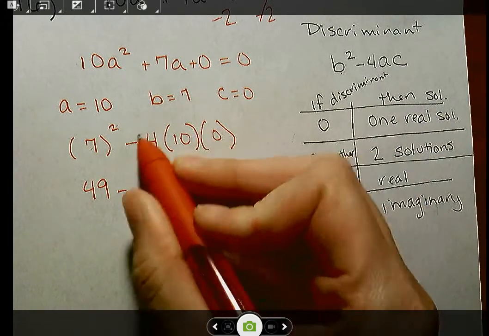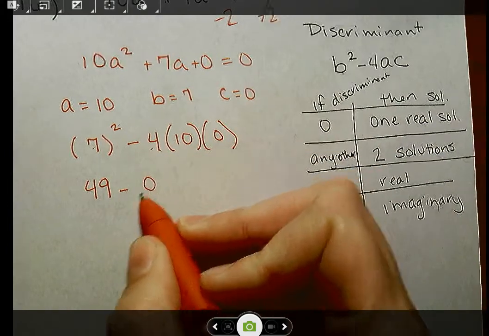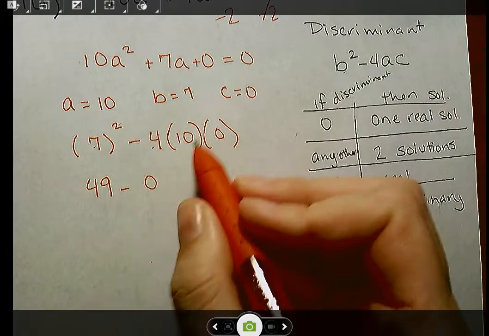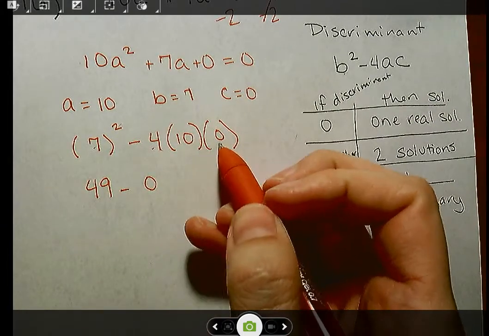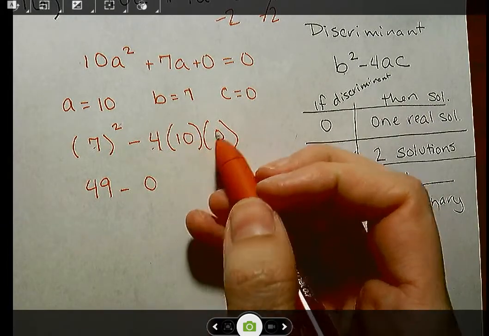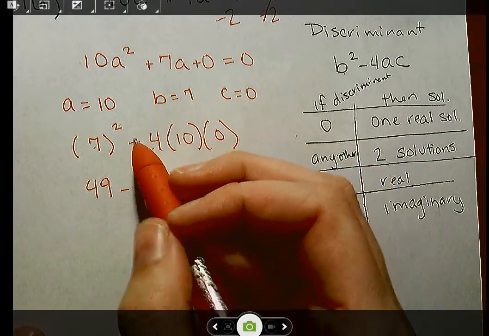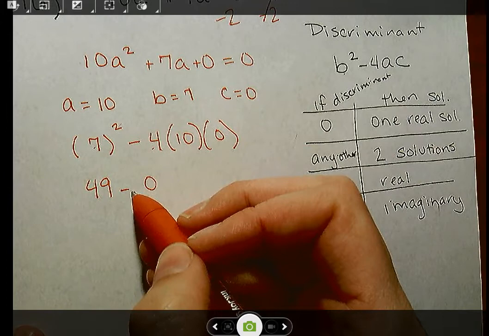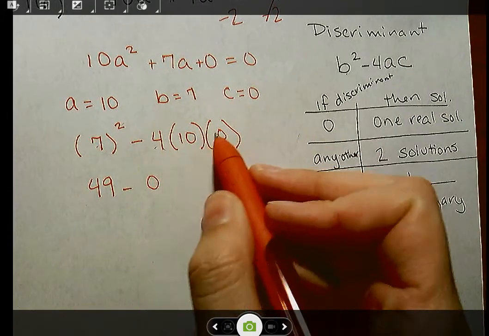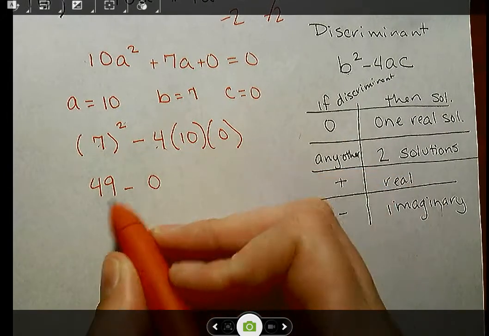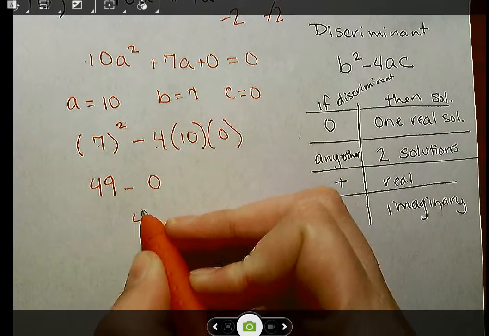But you would multiply these three numbers here, and then you do the subtraction. Or if another one of these numbers here is negative, the negatives would cancel out and you would be adding. So it just depends on how many negatives you have here. So 49 minus 0 is 49.